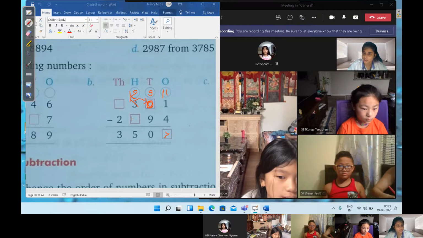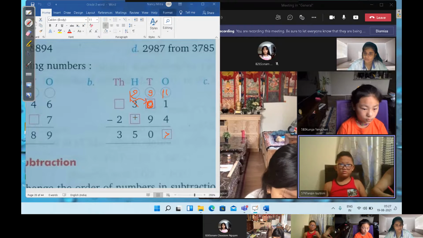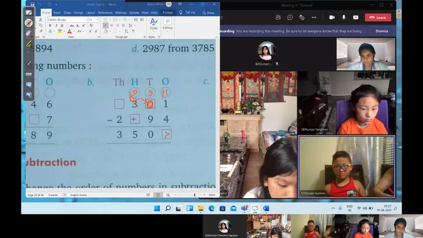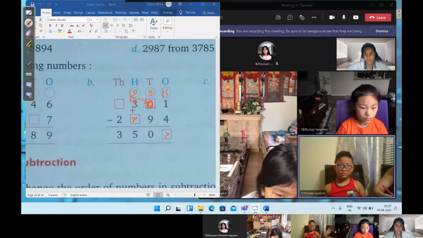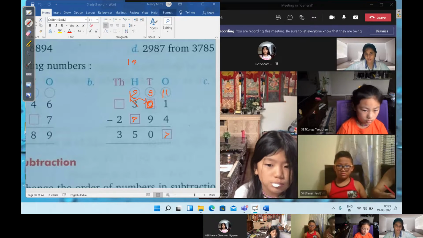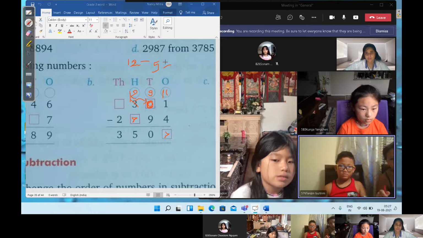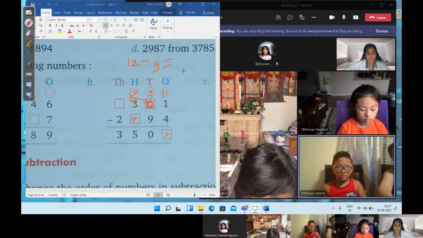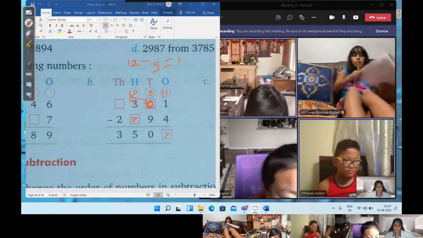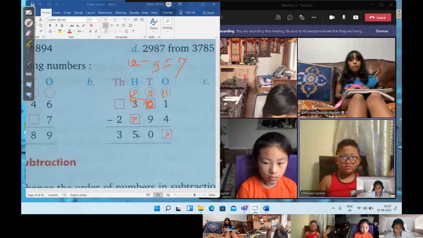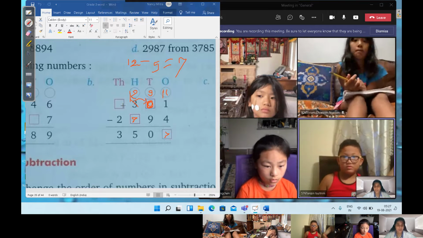Now, if you subtract 8, no, it's not 8. If you subtract 7, yes or no? Now you can see here, 12 minus 5, tell me what we have. 12 minus 5 is 7. Yes. So you know that if you get 7, after that what do we have to do?